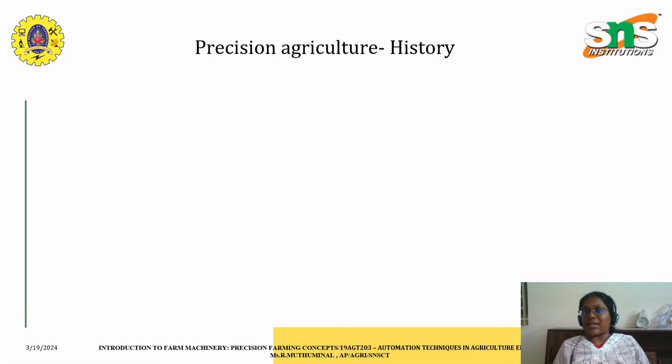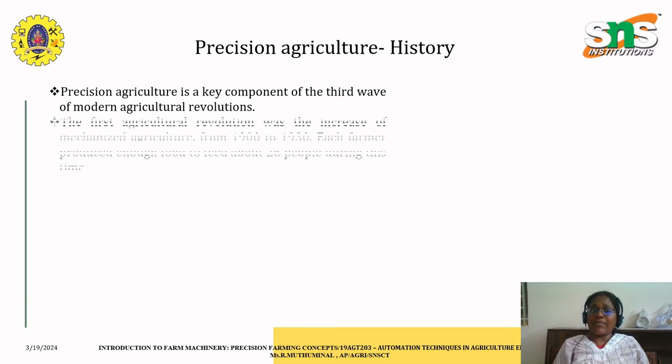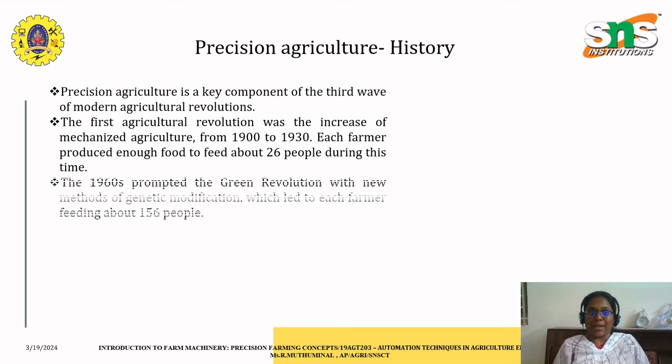These are the procedures involved in precision agriculture. Now we will have a small glimpse at the history of precision agriculture. It is a key component of the third wave of the modern agricultural revolution. It started from 1900 to 1930, when each farmer had to produce enough food to feed about 26 people. In the 1960s, during the green revolution, with new methods of genetic modification, the agriculturist could feed about 156 people.